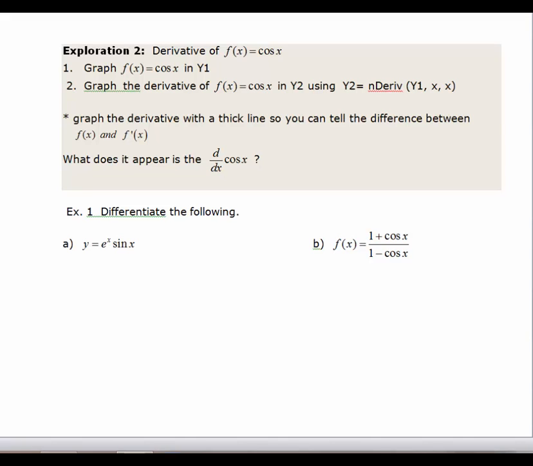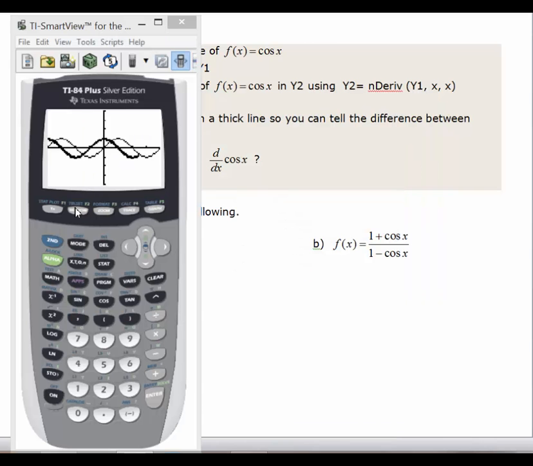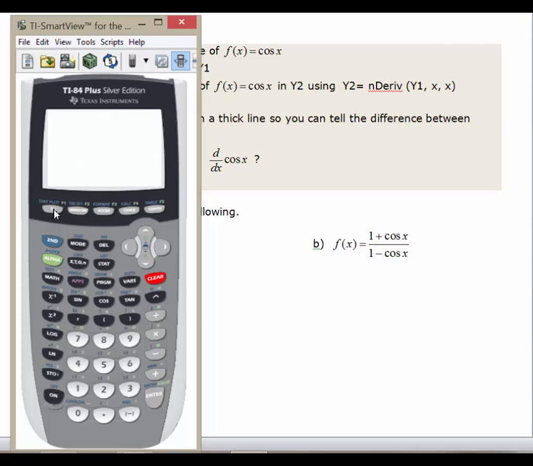Alright, so now let's look at the derivative of cosine x using the graphing calculator. We want to do the same thing. This time we'll just put cosine x into y1, and the calculator is already set up for us. We'll clear out the functions we had in there, and for y equals, we're going to put cosine x.